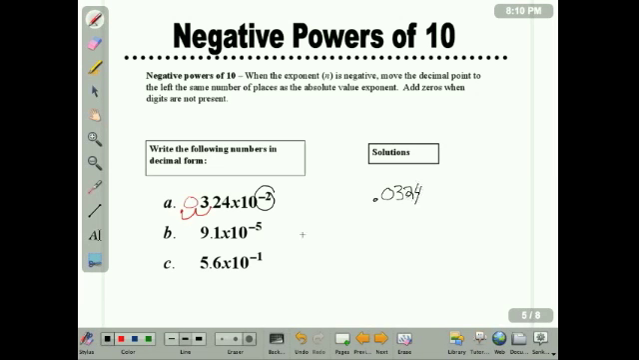0.0324. In this case, I'm moving it 5 places to the left, and I'm going to need to add zeros, 4 of them, to account for all of the empty spaces. It becomes 0.000091. And finally, in this one, I'm going to move it 1 place to the left, so it becomes 0.56.